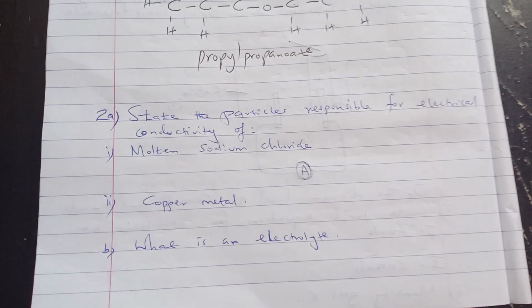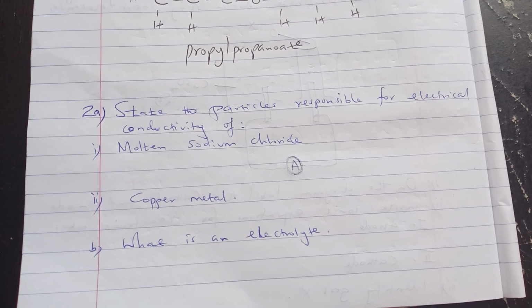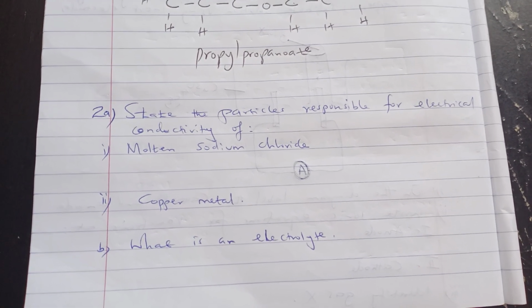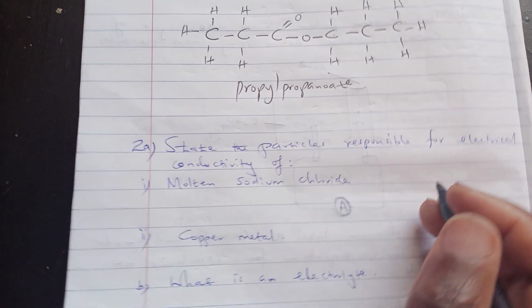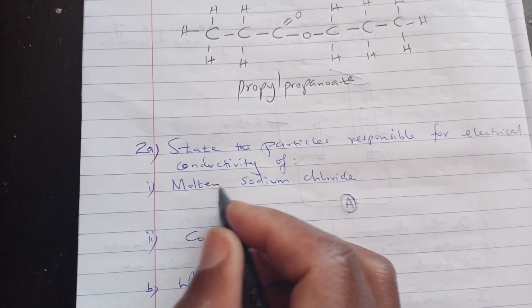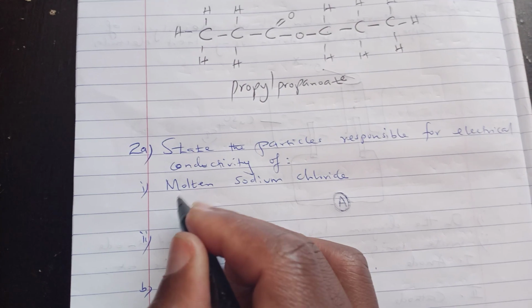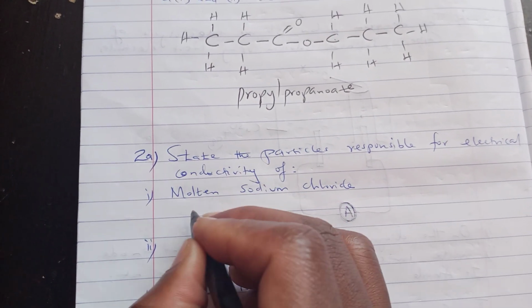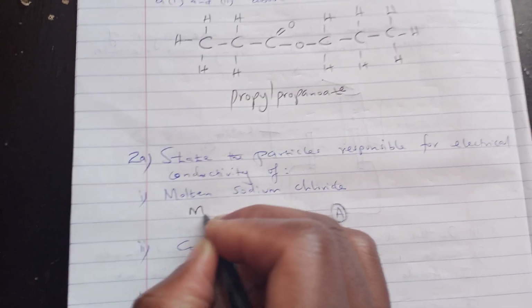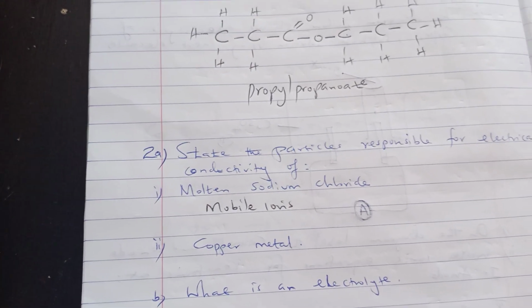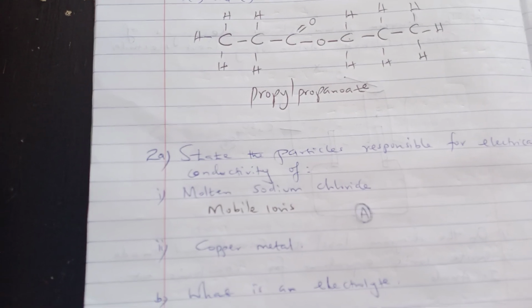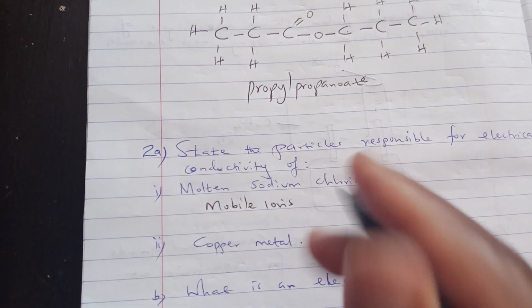Then we go to question 2. Question 2 says what? State the particles responsible for electrical conductivity of molten sodium chloride. We said sodium chloride is an ionic substance. In solid form it doesn't conduct, but in molten form or liquid form it conducts. The reason is because we have presence of what? Presence of mobile ions. Sodium ions become mobile, chloride ions become mobile in molten state. So it is mobile ions.